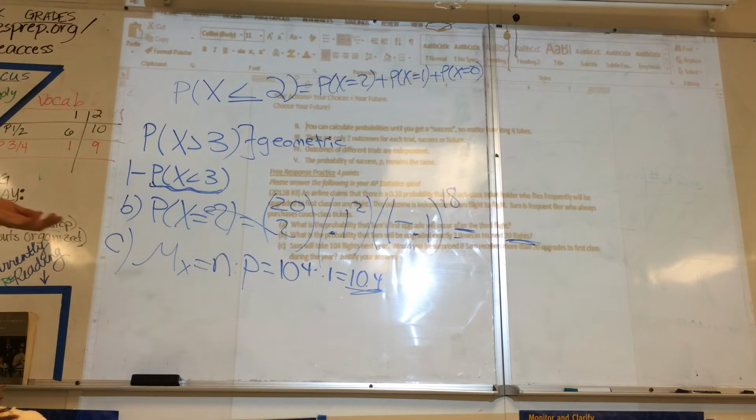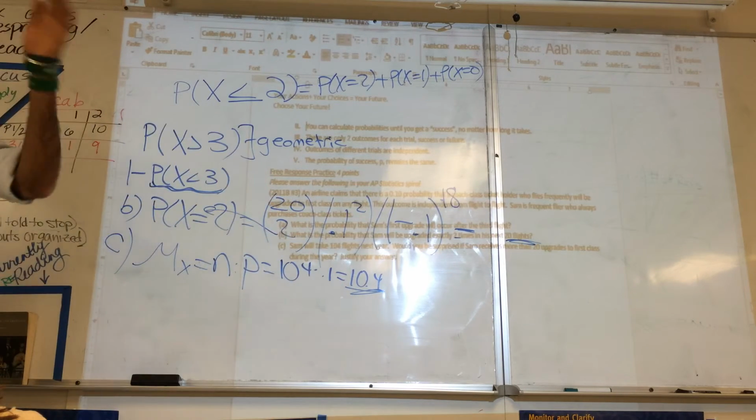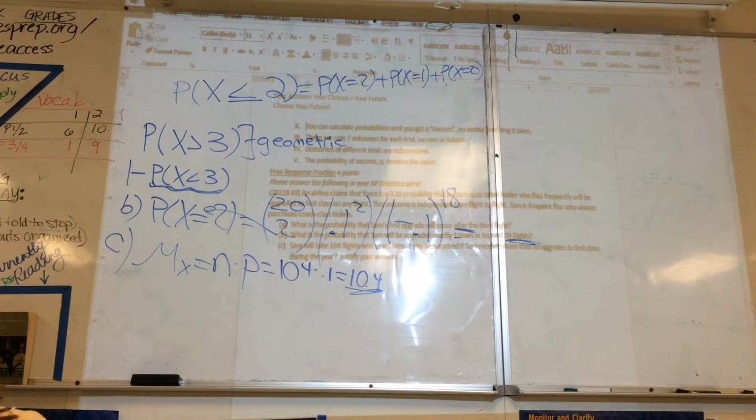If it said, would he have 11 upgrades? That's not that unexpected. 11's really close to this. But 20 is double this? That's not possible. I mean, it's possible, highly unlikely. Highly, highly unlikely.